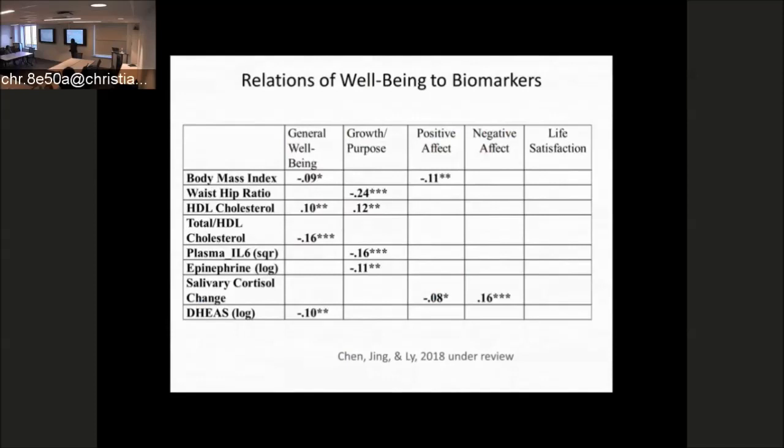Independent of the predictive power of general well-being, purpose and growth is also related to waist-hip ratio. So if your life has a sense of purpose, it's really good. You actually look better if you believe you're growing and your life has purpose. It's positively related to your good cholesterol, negatively related to plasma IL-6, and related to this indicator as well. Positive affect is negatively related to body mass index and also to cortisol change. The cortisol change represents two measurement levels: a baseline level, then they give participants a challenge task and measure it again to see whether your cortisol increases.